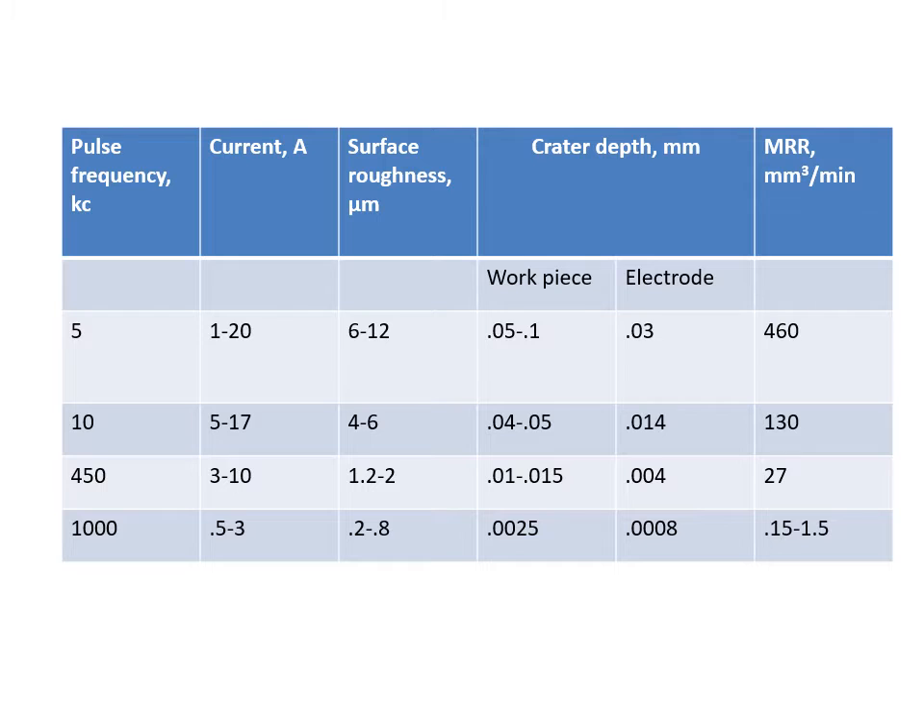Surface roughness is in the range of 1.2 to 2 microns. For a higher pulse frequency with low current density, we can achieve a better surface finish, but again, it will lead to a lower material removal rate. We can see that at pulse frequency 10 and current in the range of 5 to 17 amps, the current usage will result in 4 to 6 microns, which is a better surface finish.